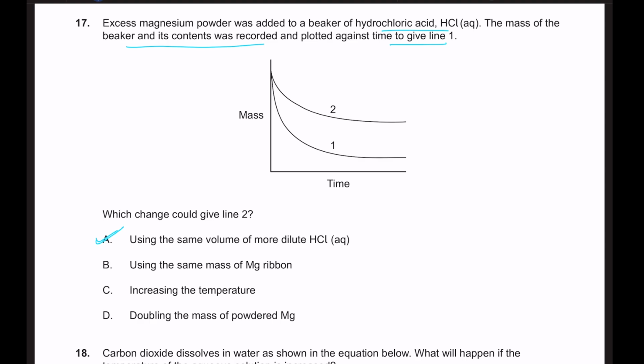If you look at part B, using the same mass of magnesium ribbon, I don't think that will be right. Because if you just keep magnesium ribbon, you'll get the same final mass, because HCl is the limiting reactant. Final mass will depend upon HCl, not Mg. This is wrong. Increasing temperature makes the reaction faster, but here it's becoming slower. Doubling the mass of powdered Mg will make the reaction faster, but the final mass of the container will remain the same, because again, final mass depends upon the limiting reactant. This is also wrong.